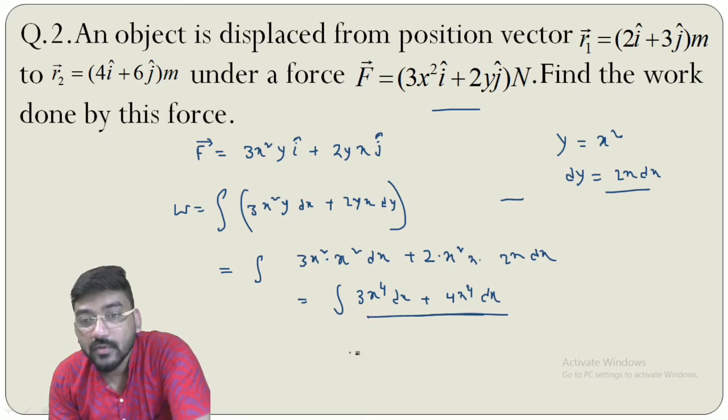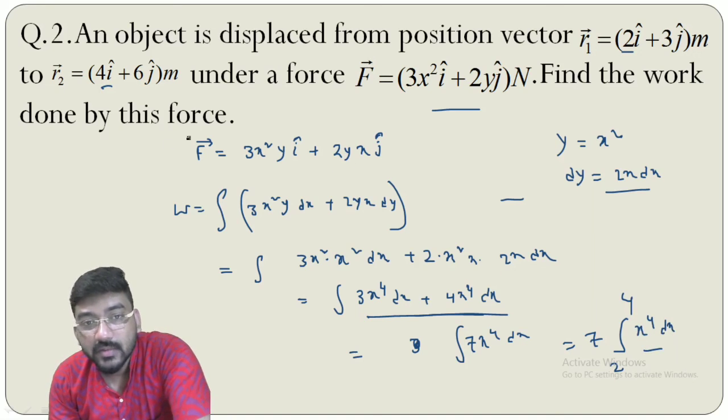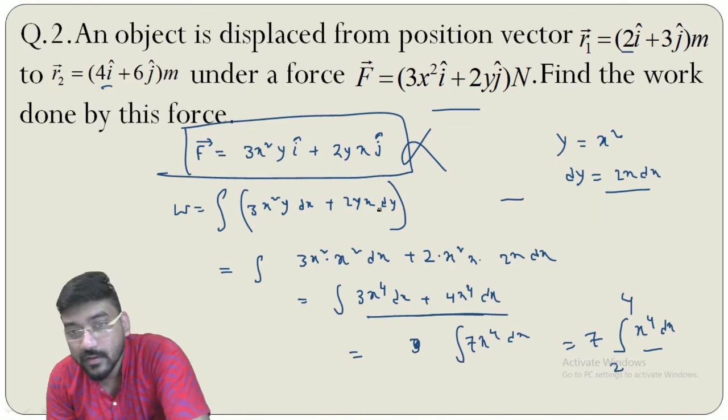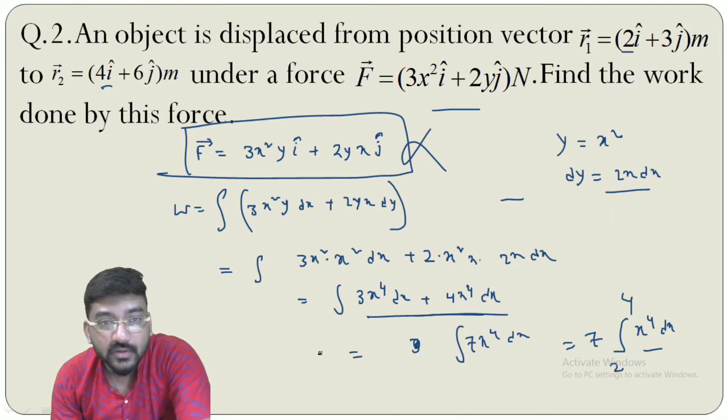So now the problem will be very easy, because it is just 3 plus 4, that is 7x to the power 4 dx, and the limit of the integration will be just in terms of x. So x will vary from 2 to 4, and you will get the integration from 2 to 4 of x to the power 4 dx. So they can give it in this way also, but generally these kinds of problems are not asked at the 10+2 level. But if they ask, you can solve it easily, not a very difficult problem. So in this way you can solve the problem.